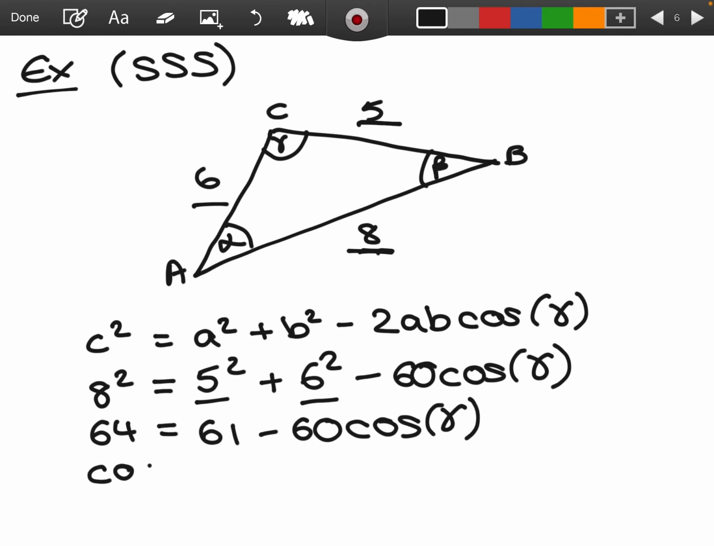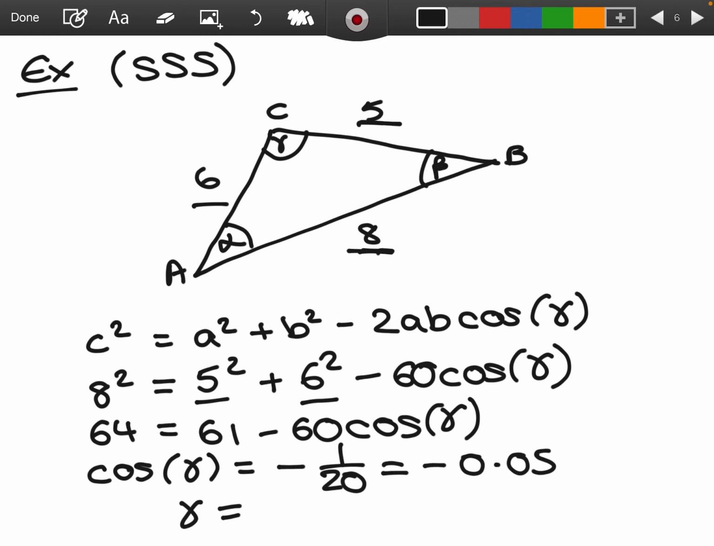Okay. And if you rearrange this, you should find that cosine gamma is equal to negative 1 over 20, or if you want to write it this way, negative 0.05. Okay. Then if I do cosine inverse of this, I find that gamma is equal to 92.866 degrees. Okay.